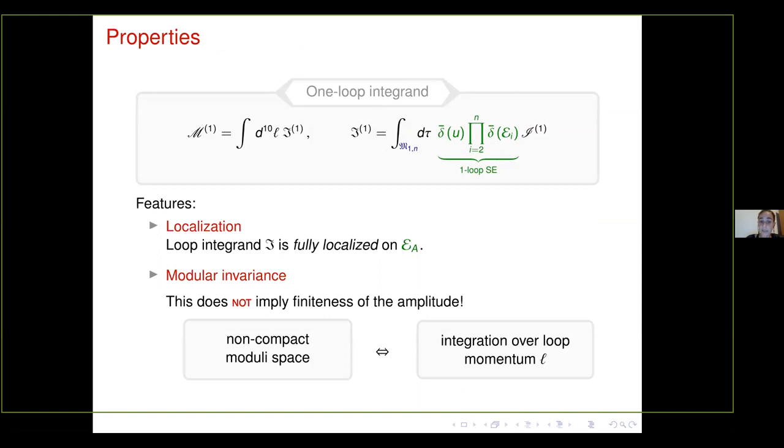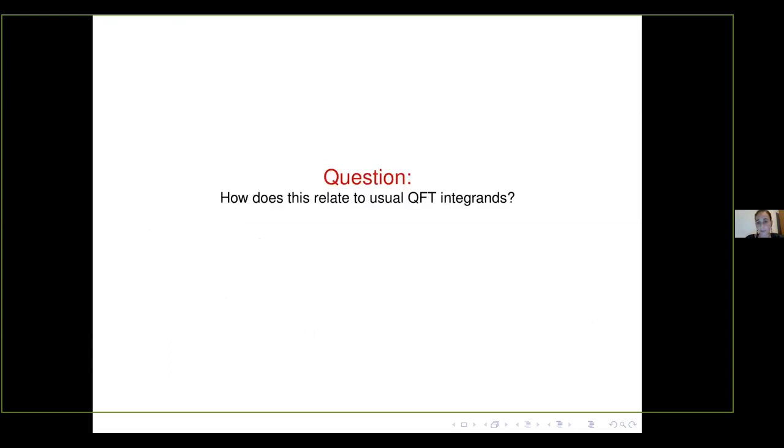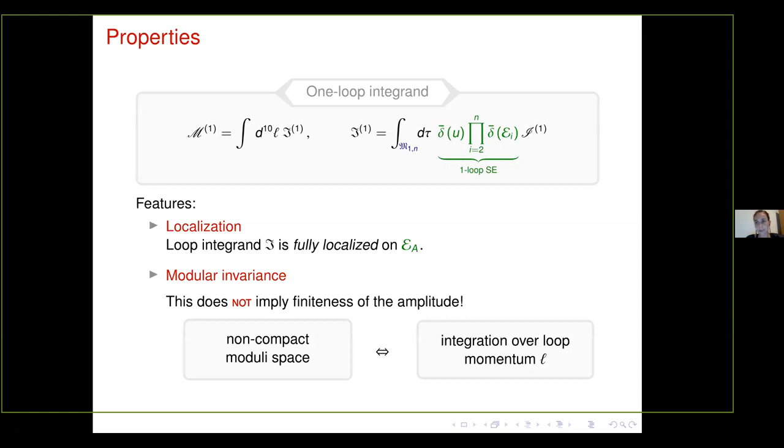The other important point is that the whole expression is actually modular invariant. Note that this doesn't tell you that it's finite, because we are integrating with the D10L over a non-compact modular space. But these two properties will play a very important role in just a minute, because as beautiful as this construction is, it is really hard to see how it connects with any representation of quantum field theory amplitudes or integrands that we know. So while it's a beautiful mathematical construction, it's not very intuitive or easy for us to work with. And in particular, solving these constraints is really hard.